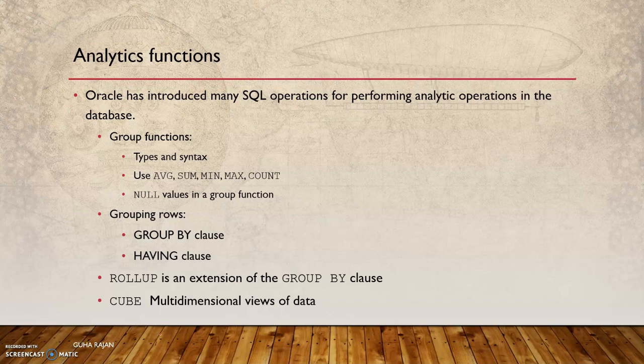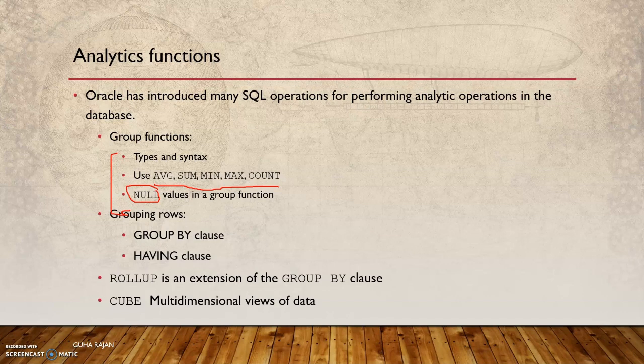Oracle has introduced many SQL operations for performing analytical operations in the database. They are the group functions. In a group, you can find the averages, sum, min, max, and we'll also see what null is, because some of the data in a particular column can have null values. If there is a null value, instead of skipping it, you would like to assign some value. Normally, when you are doing arithmetic calculations and there is no value, that is the null value, you would like to have 0 enforced.